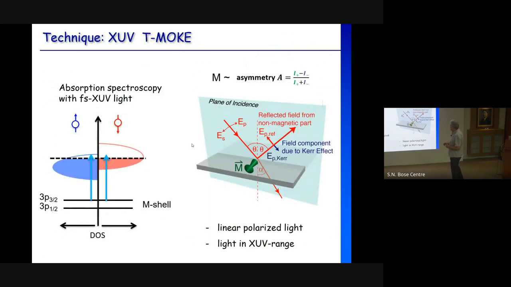The technique is called XUV T-MOKE, a transverse MOKE. We excite from the MH into the unoccupied states around the Fermi energy. It needs an in-plane magnetization, and depending on the magnetization direction, the reflectivity can change quite drastically. That is called the asymmetry between when the magnetization is in one direction or the other, and it can be as high as 90%. You need linearly polarized light in the XUV range, between 60 and 90 electron volts.